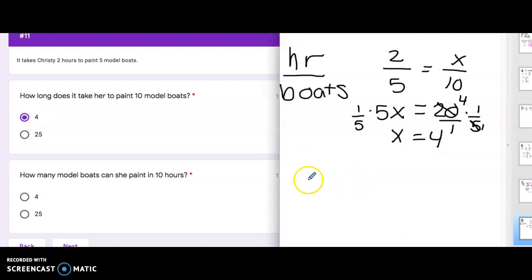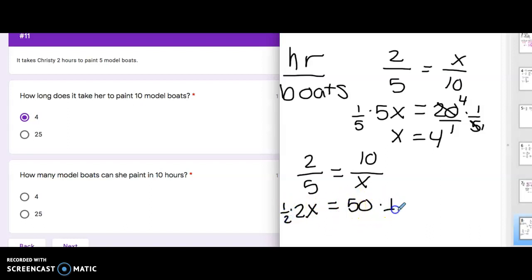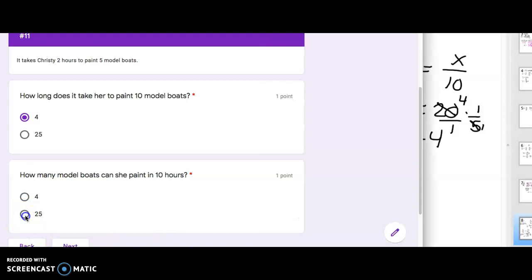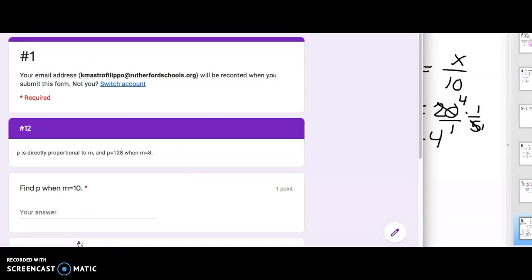Okay. How many model boats can she paint in 10 hours? So let's use our proportions again. So 2 hours to 5 boats. And now we have 10 hours. We want to know how many boats. So again, 2 times x is 2x. 5 times 10 is 50. Multiply by the reciprocal. Divide by 2. X equals 25. So she can paint 25 boats in 10 hours.